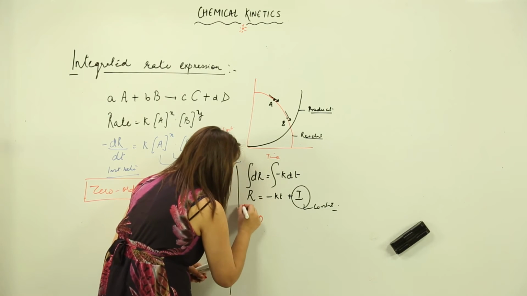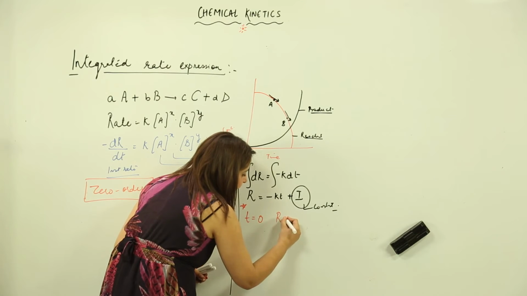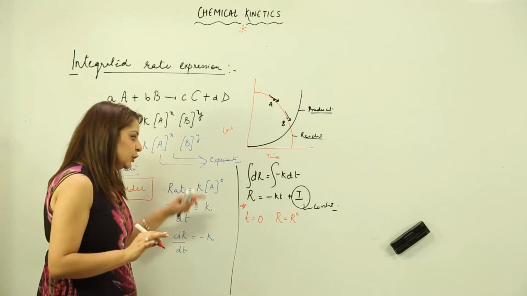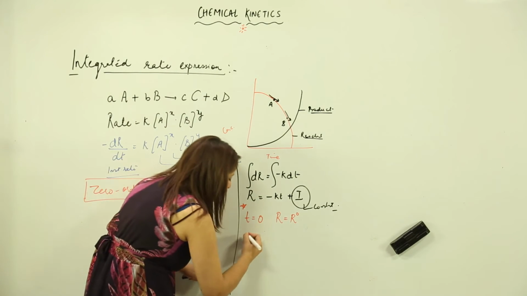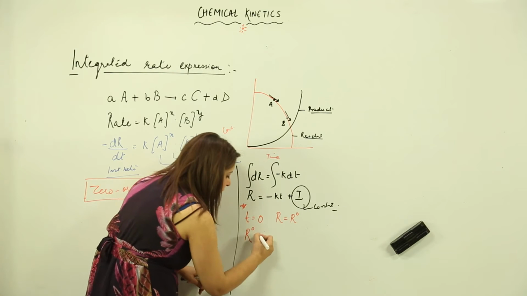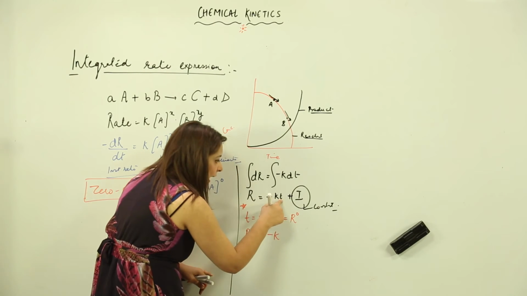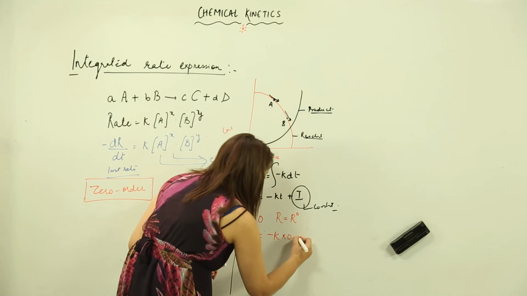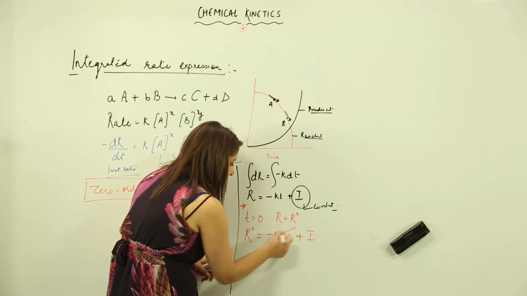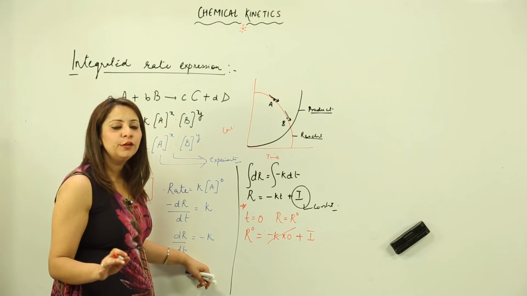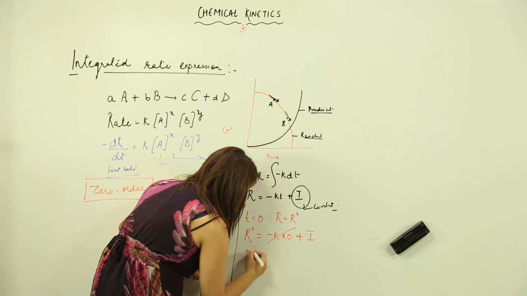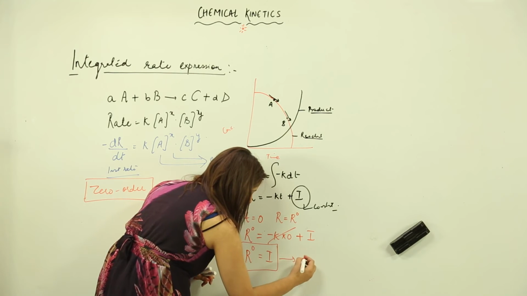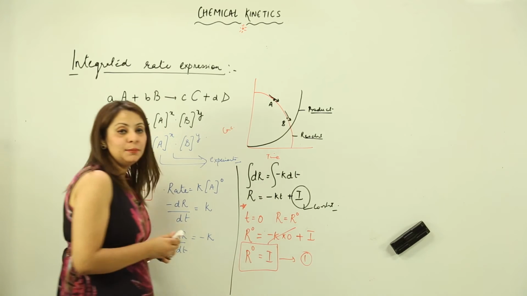So when the time is 0, the rate of reaction is considered, for example, to be R naught, right. So putting this value in this equation, what we get is R naught is equal to minus k, and time is obviously going to be 0, right. So I am going to substitute 0 here: minus k into 0 plus I. So this expression just cancels out because anything multiplied by 0 is 0. So now it becomes R naught is equal to I.